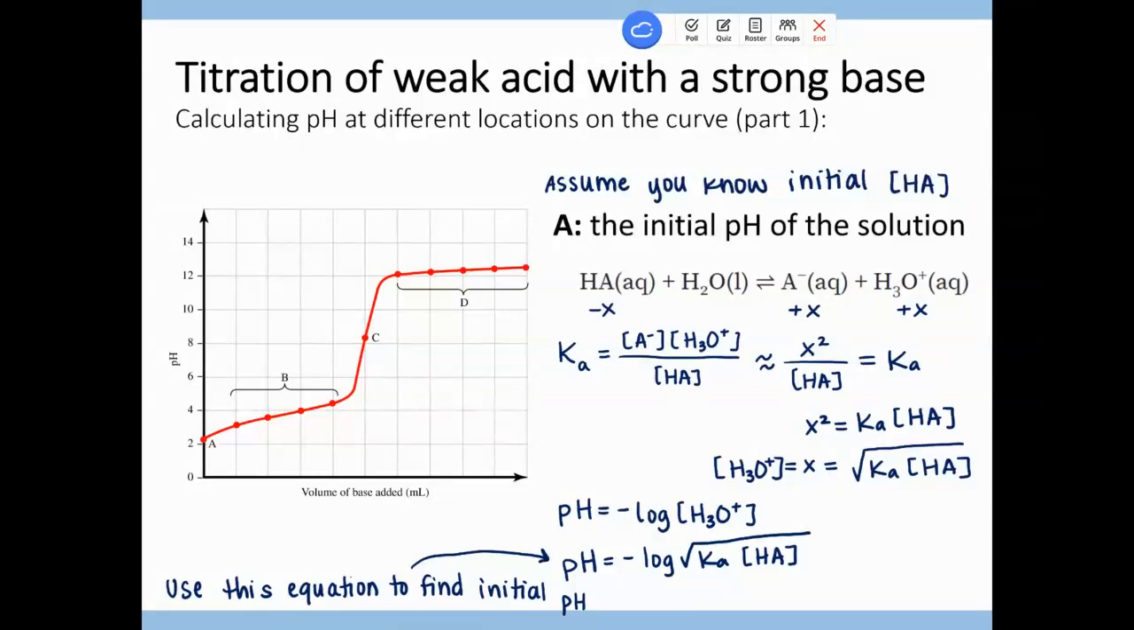So we use that equation to find the initial pH. And this only works for point A, where we have not added any base yet. That's because once base is added, it's going to react with H3O plus, and we won't have as much H3O plus present in solution. That's why the pH is increasing. So we can use this for A, but once we get to B, where some base is added, we'll use a different equation.